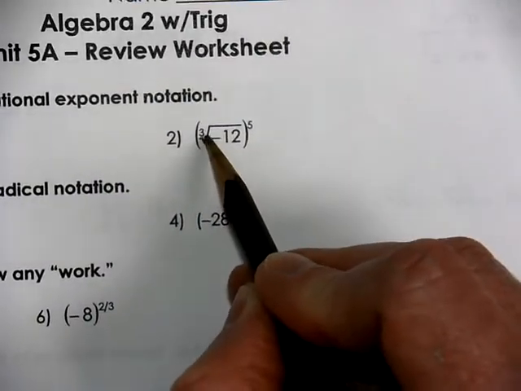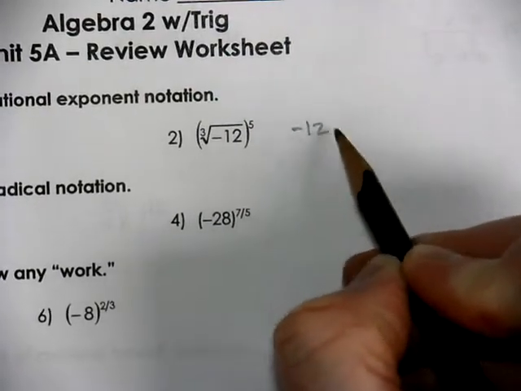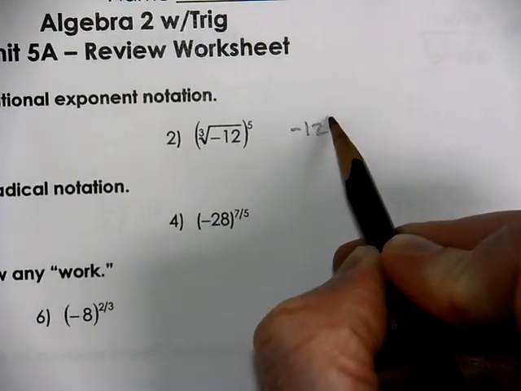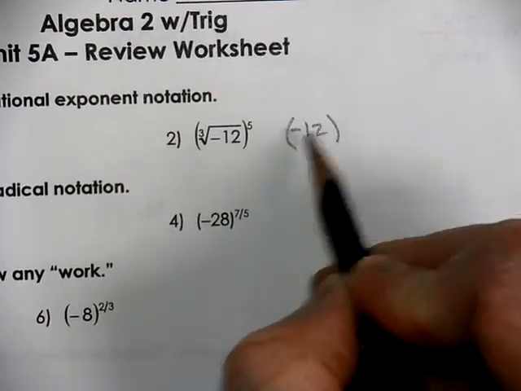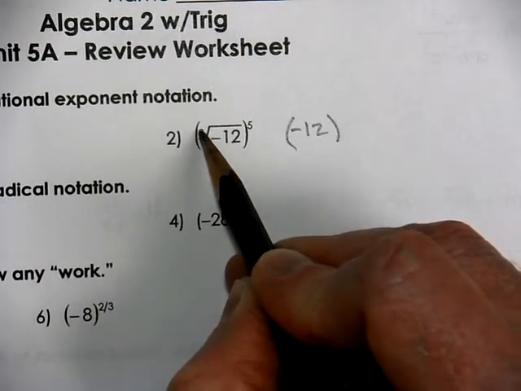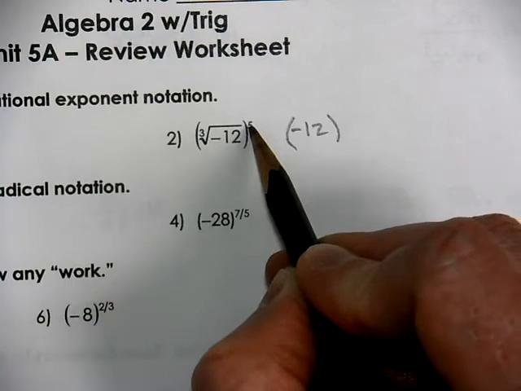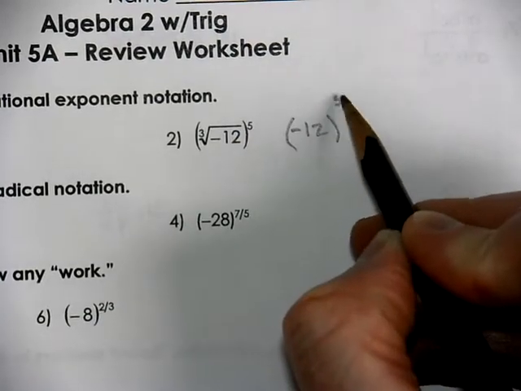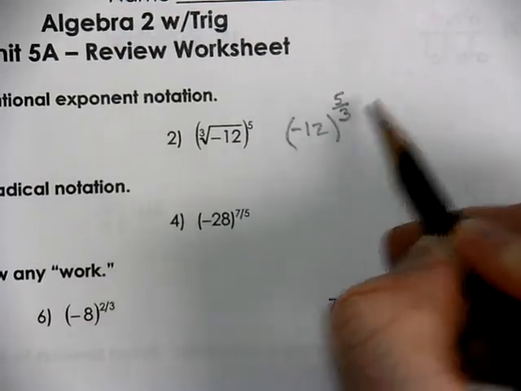Here our index is 3. So the negative 12 is being affected by the whole cube root, which is being affected by the 5. So it's 5 over 3.